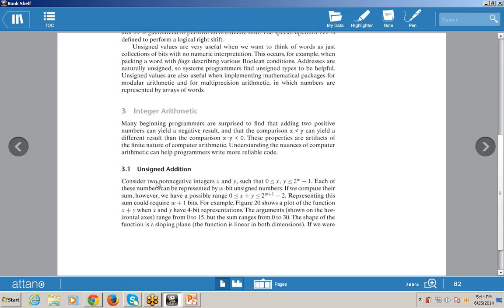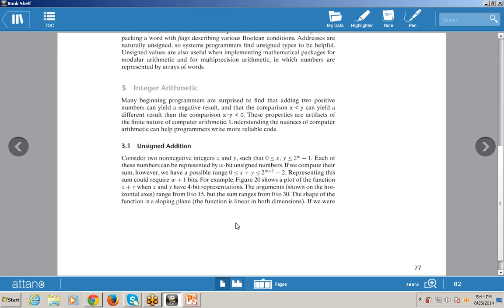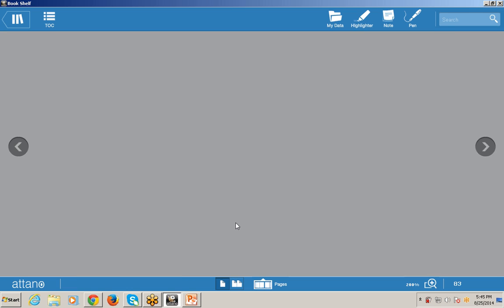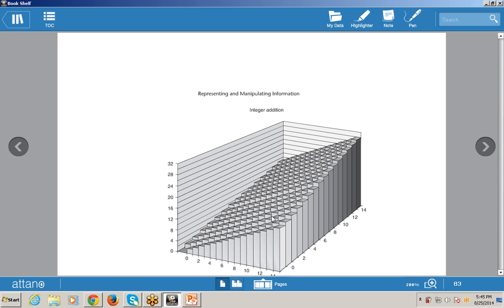This says unsigned addition, consider two non-negative values such as this one, this one. Each of these numbers can be represented by W-bit unsigned numbers. This says whenever we have to add two numbers, we use the unsigned addition. This is the integer addition.